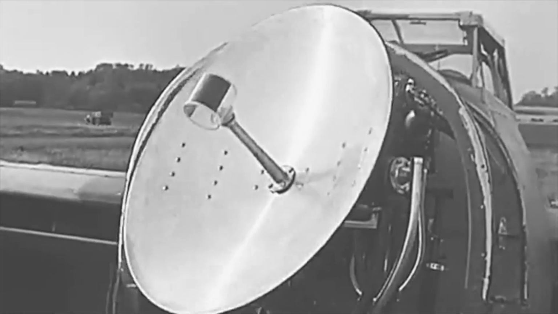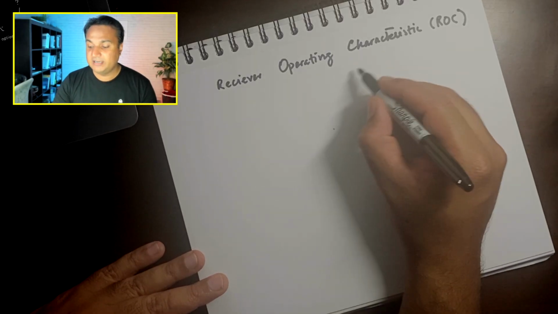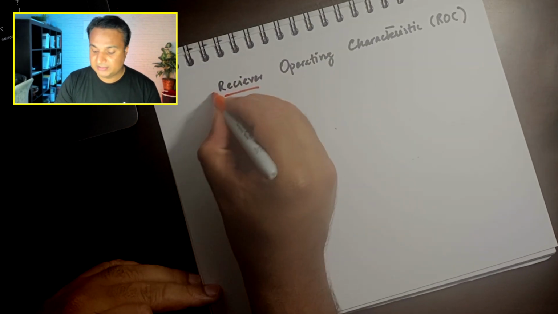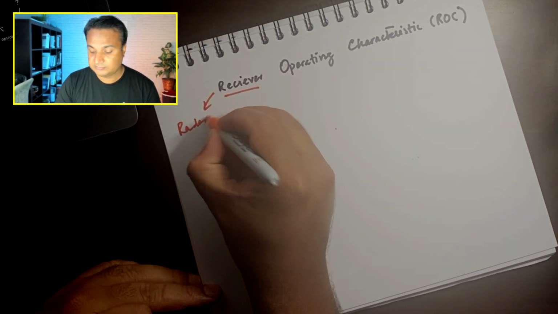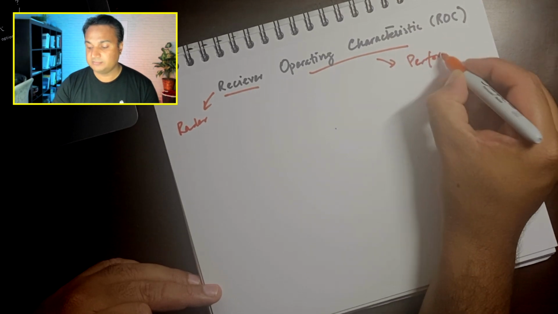In World War II, fighter jets were a relatively new invention, and to minimize the damage from enemy fighter jets, radars were invented. Now, countries wanted to know how well their radars were performing in terms of identifying and alerting if they saw an enemy fighter jet. And to measure the performance of these radars, receiver operating characteristic curves were introduced. So receiver here basically means radar, and operating characteristic basically means its performance.